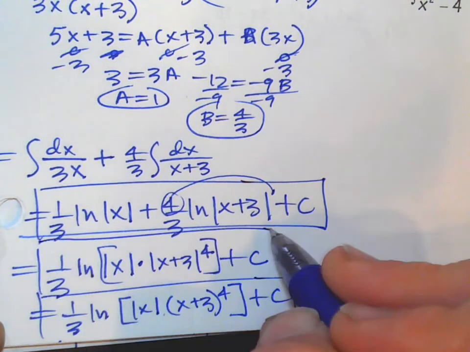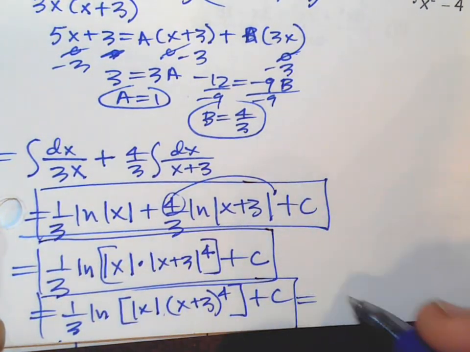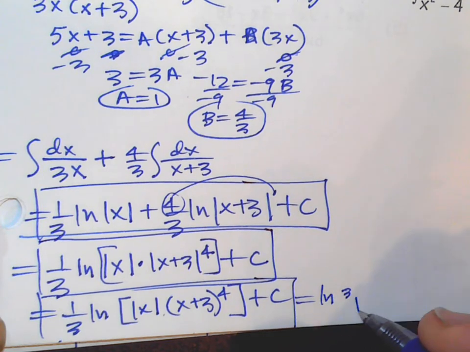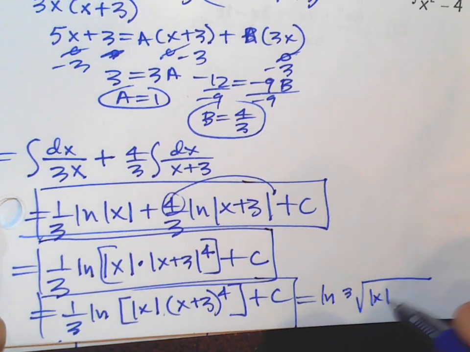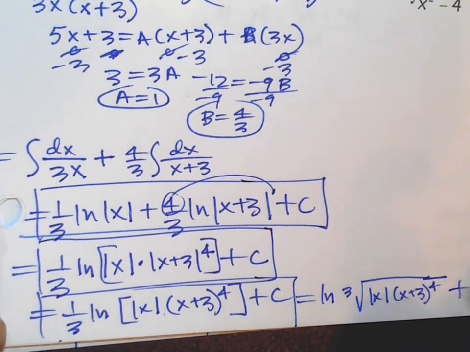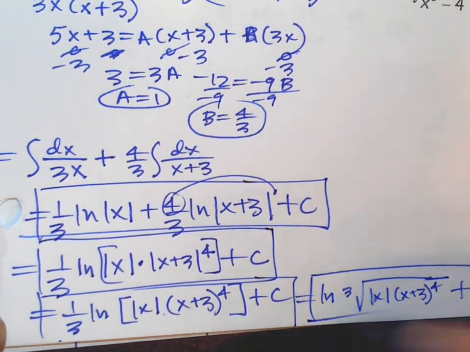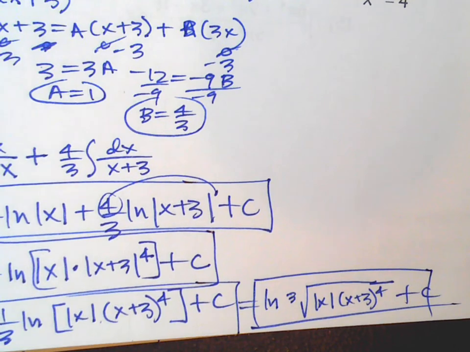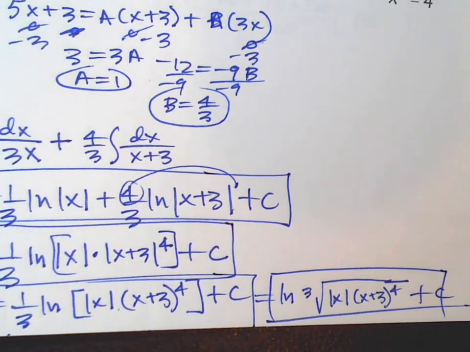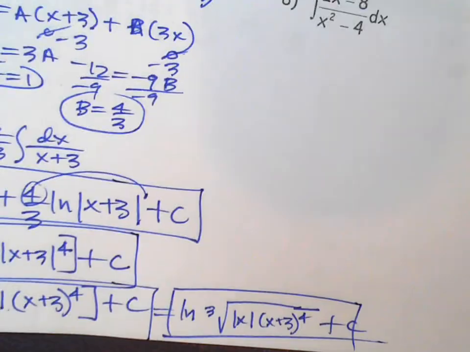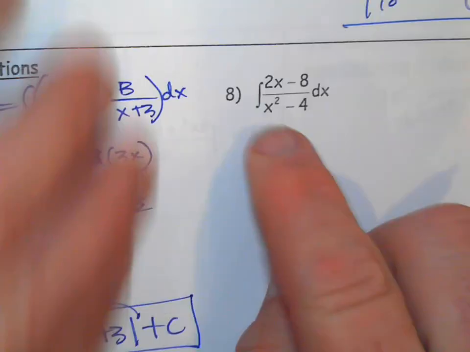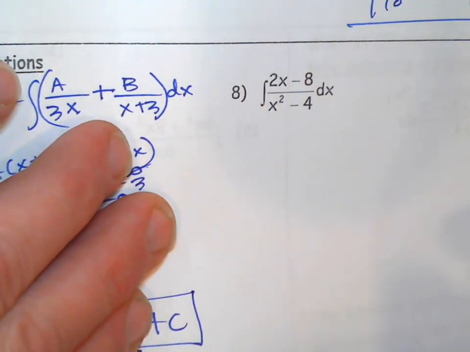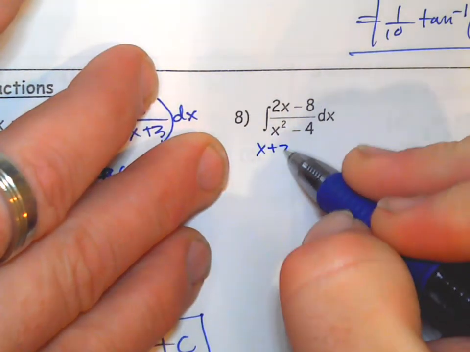We could bring the 1/3 inside and write it as like the cube root of the absolute value of x times x plus 3 to the 4th power plus c. I mean, that's another possible answer. All right, let's keep going. Do our other methods work here? No. So x plus 2, x minus 2.